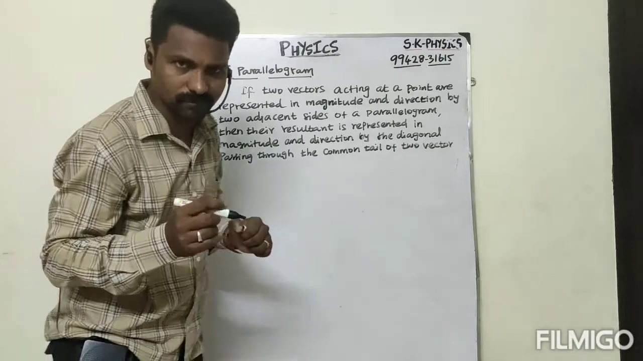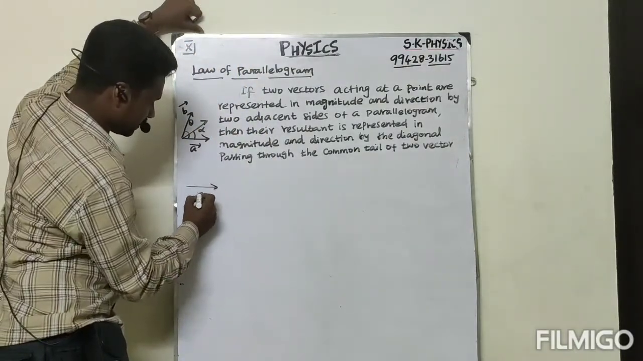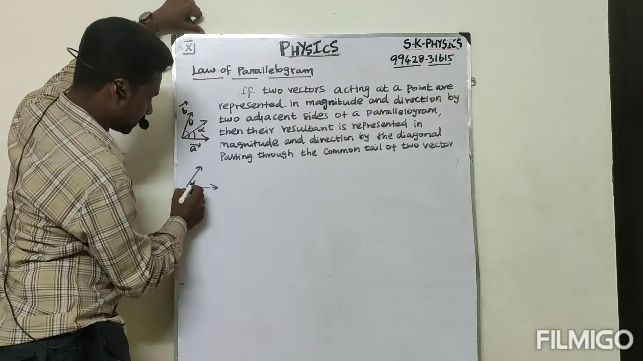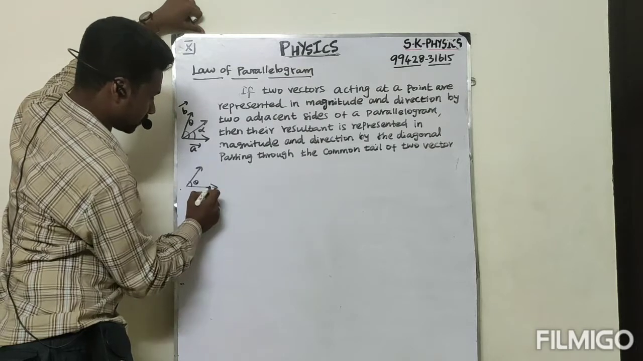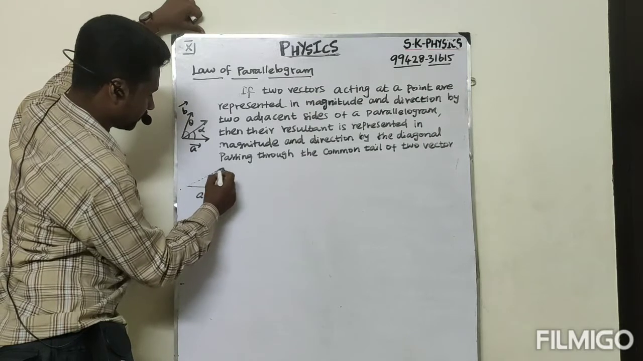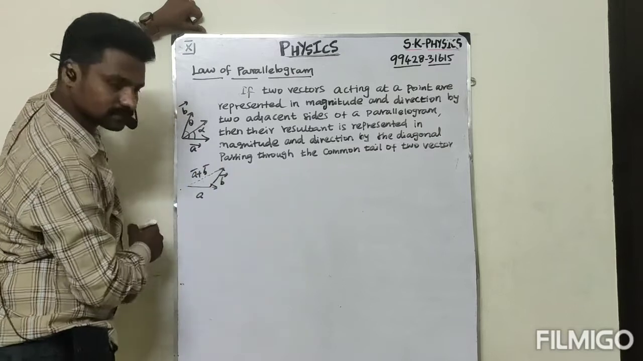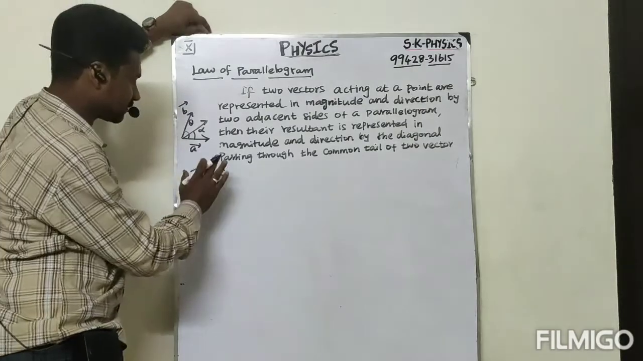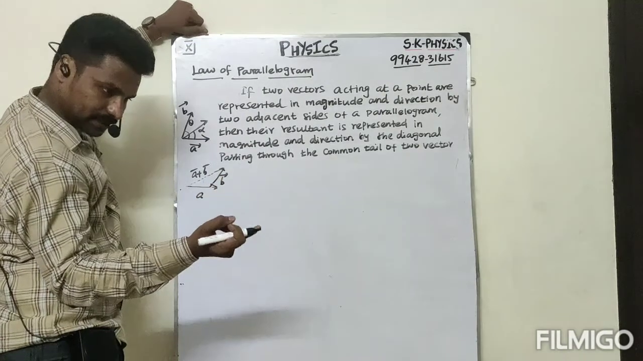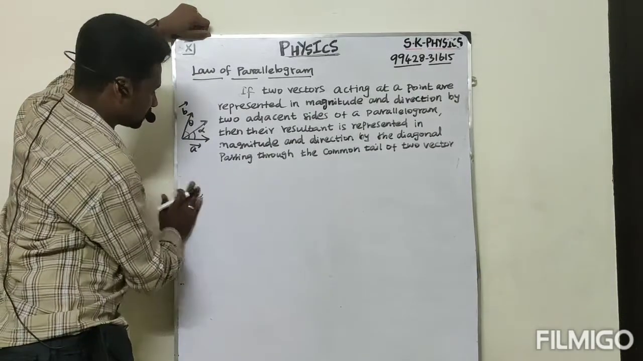Resultant value means what? You want to add. We already know this is the A vector, this is the B vector, making an angle theta here. So we can draw here also. You remember that? Now we can add: this is the B vector, this is the A vector, this is the A plus B vector. The same concept only we are going to use. We are going to find the magnitude, and another one, the direction. So how? We'll see one by one.